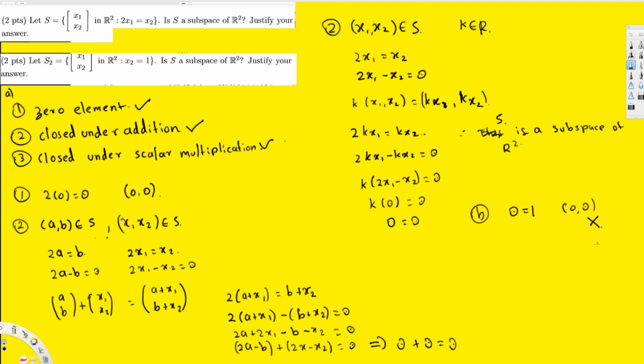Therefore we don't have to check the other conditions. If it fails one of these conditions, it means it doesn't belong to the subspace of R2. So we can say S is not a subspace of R2.